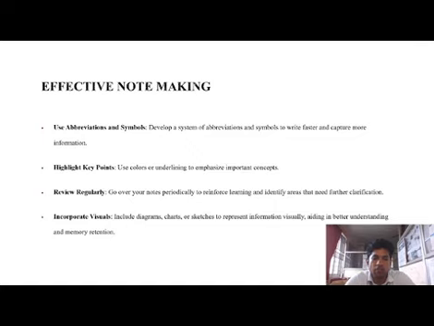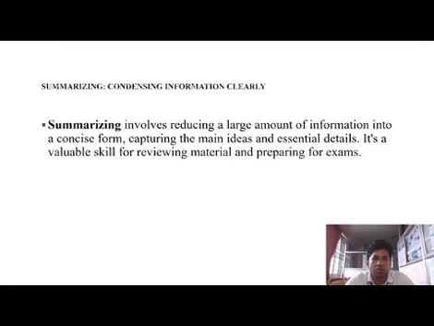So review is nothing but you go over your notes periodically to reinforce the learning and identify areas that need further clarification. So another important point in note making is incorporate visuals. So you can include diagrams, charts, or sketches to represent information visually, aiding in better understanding and memory retention. So you could also use abbreviations and symbols, to develop a system of abbreviations and symbols to write faster and capture more information.